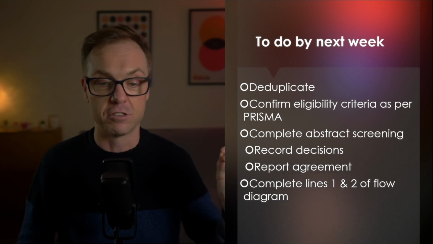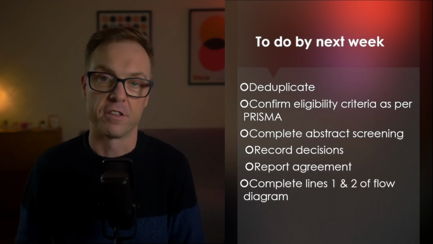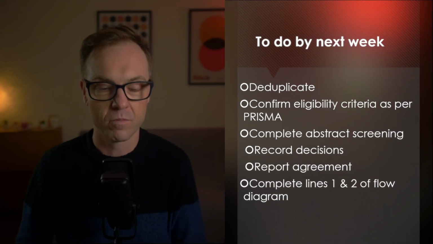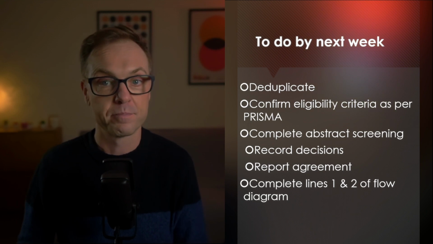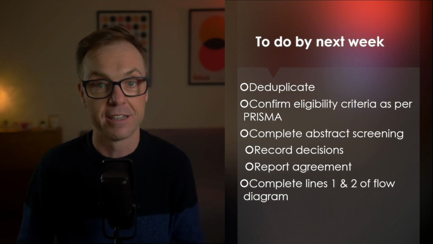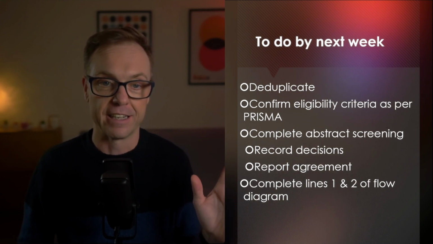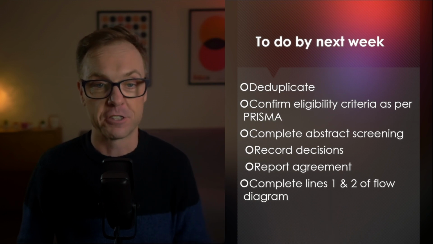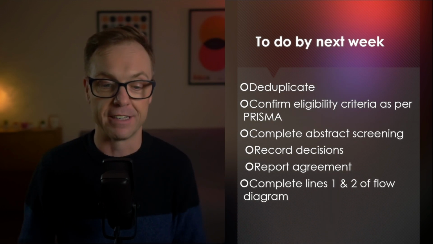So that allows you to complete lines 1 and 2 of the flow diagram, one block of the third line of the flow diagram. Okay, so that's quite a lot for you to get done this week, but that means if you can get all that done, then next week we're going to look at full text screening. Work together, work efficiently, use these tools, and we'll be well on our way to doing full text screening next week. Okay, thank you. See you next week.